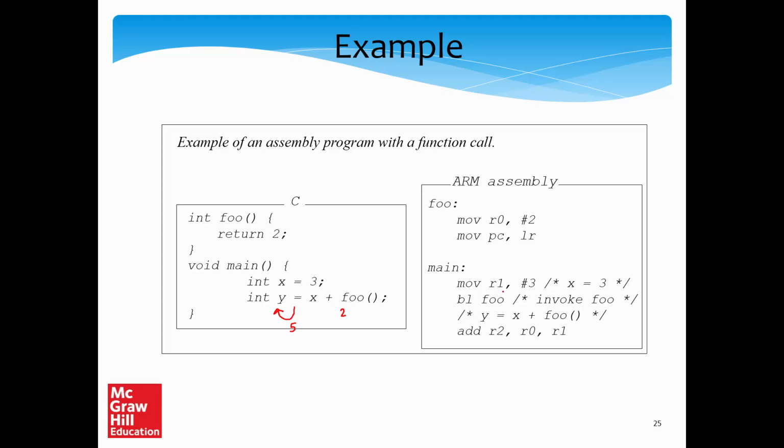So let's consider what needs to be done here. The first step is always mapping the variables to registers. So let's map x to R1. Let's move 3 to it. Subsequently, we call the foo function. The foo function moves 2 to R0, and so we need to return.